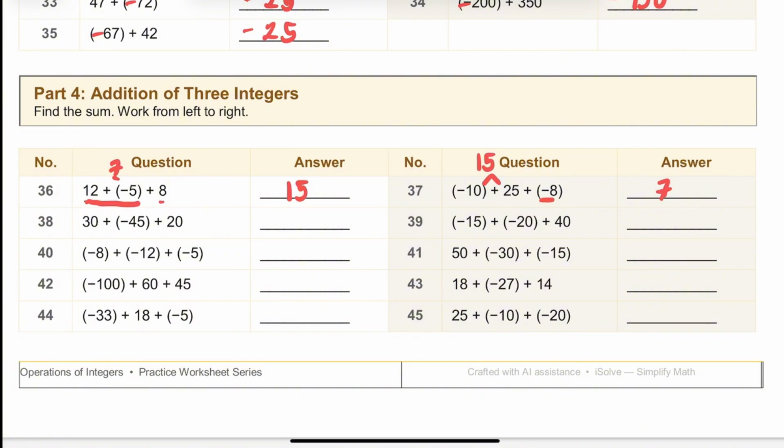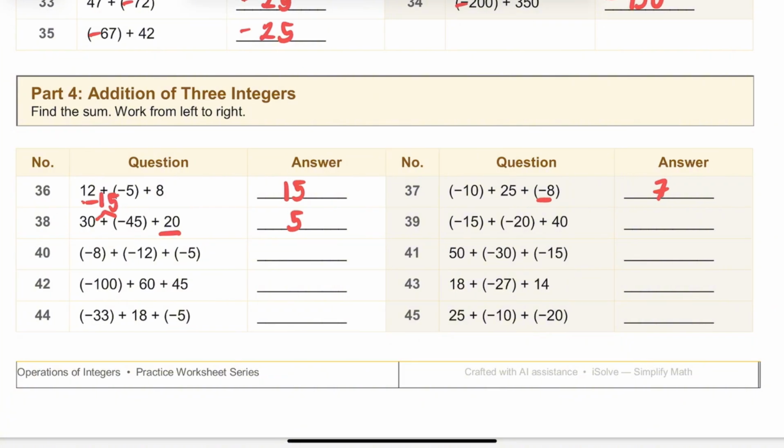Next up, we have 38. 30 plus negative 45 is 15. And 15 will be negative because the sign of the bigger absolute value is negative. And then we add the 20. Now they have different signs. We minus them again. So 20 minus 15 is 5, and the sign of the bigger number is positive, so our answer is positive.